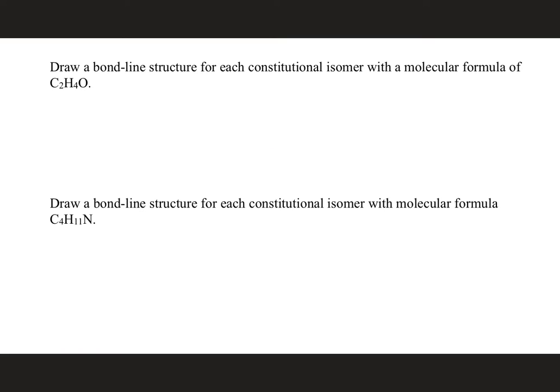All right, next we have: draw a bond line structure for each constitutional isomer with a molecular formula of C2H4O. So we have 2 carbons, 4 hydrogens, and an oxygen. All right, so I haven't shown this in class, but there's actually an equation we can use to calculate degrees of unsaturation, or just like how many double bonds there will be. It turns out cyclic structures will also count as a double bond.